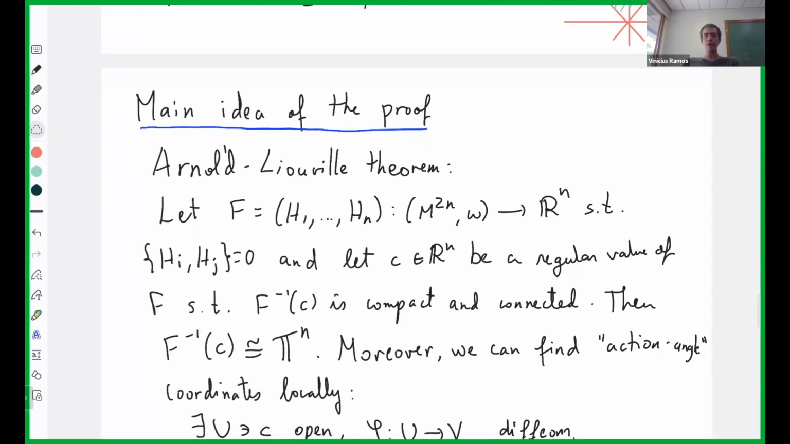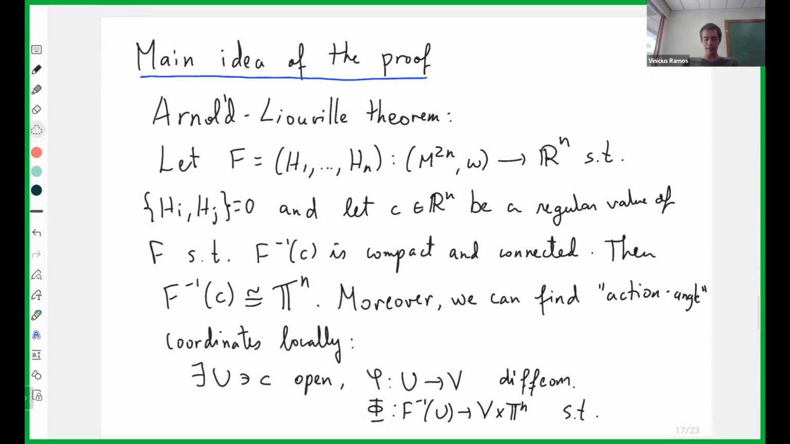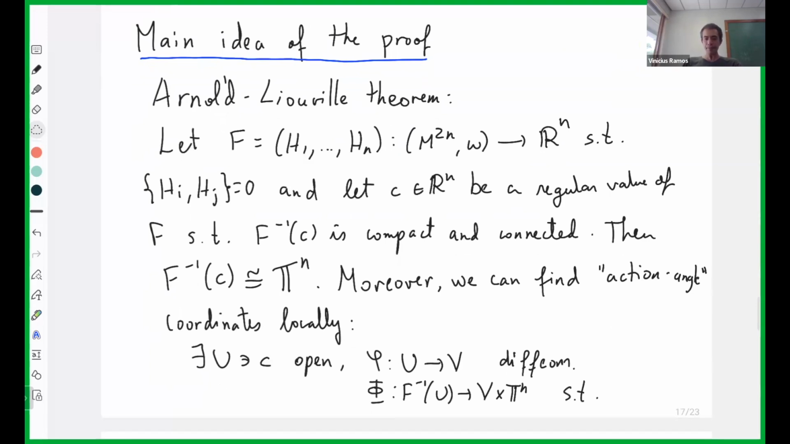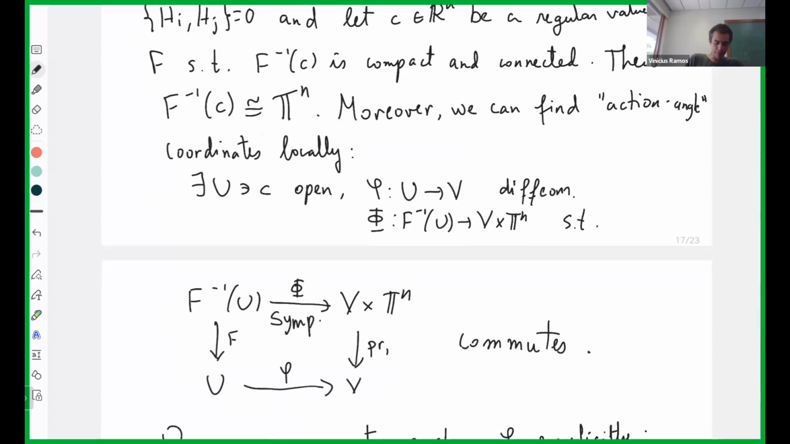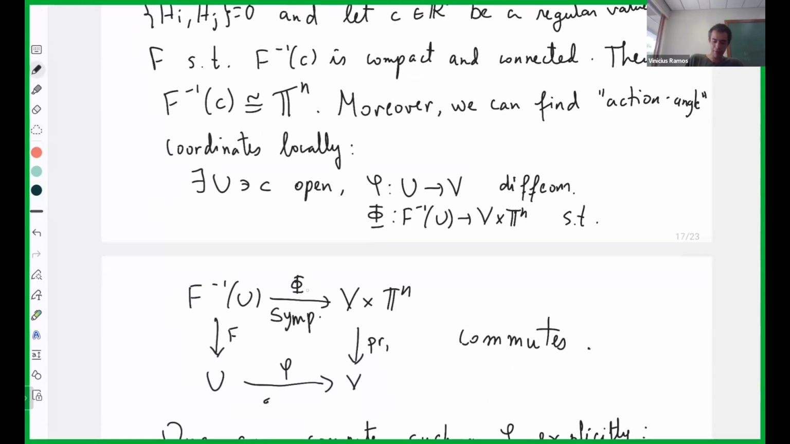So that means that locally we have a trivial Lagrangian fibration. That means the following. There exists an open set and a diffeomorphism between this open set and another open set, and there's a symplectomorphism between the pre-image of this open set up in the symplectic manifold and the trivial product of V and Tn. So this is the Lagrangian product, such that this diagram commutes. So this map psi is a symplectomorphism, and this map phi here, sorry, this is a capital Phi, and this is a lowercase phi, is a diffeomorphism.